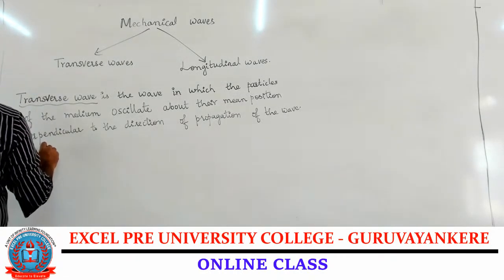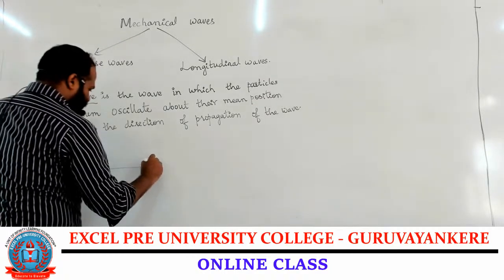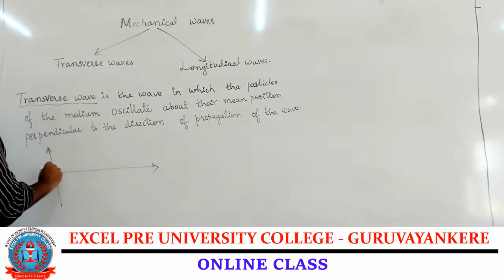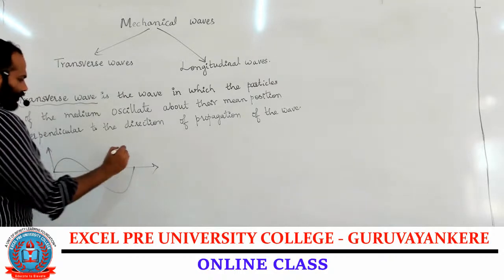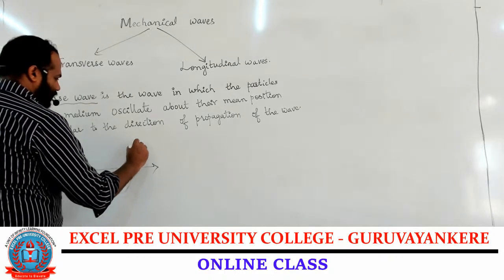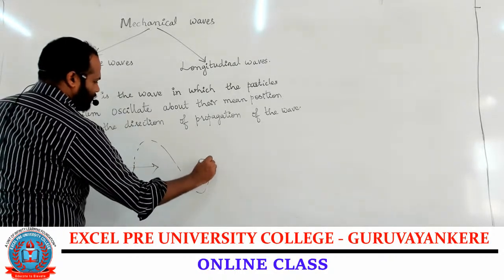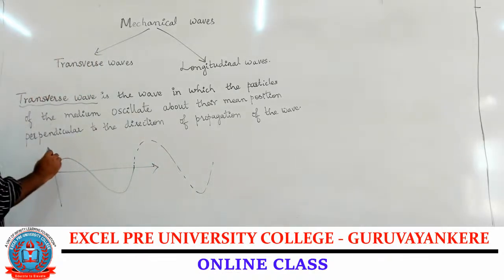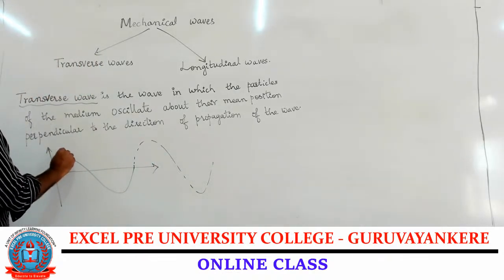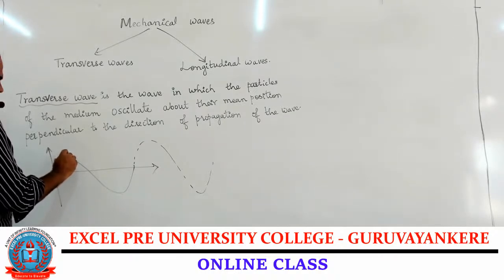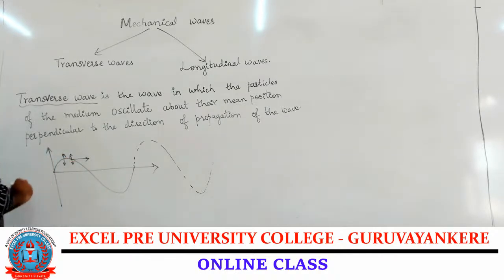So if the wave is going in this direction, it is called one wave. Then the second cycle starts here. If you see, the vibrations will be like this in this plane, whereas the direction of propagation will be perpendicular to that. Such a wave we call a transverse wave.